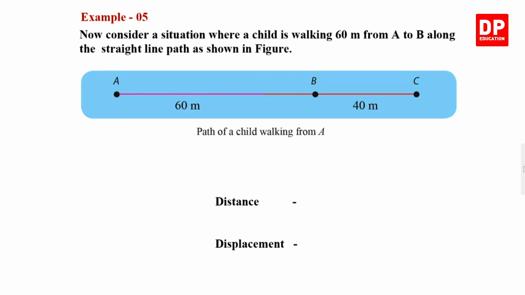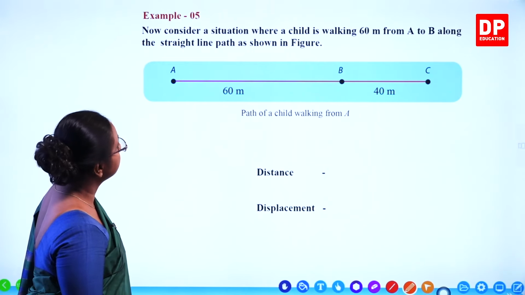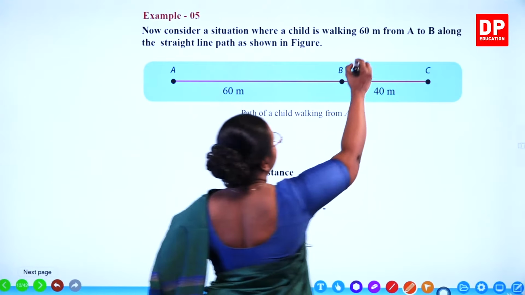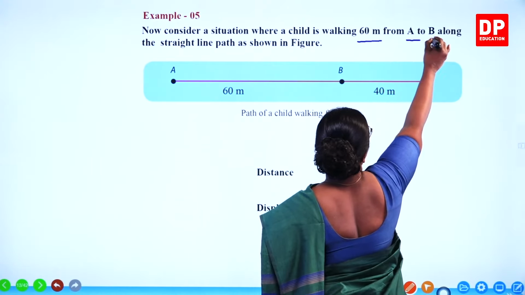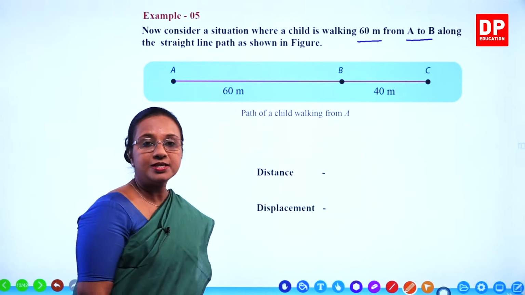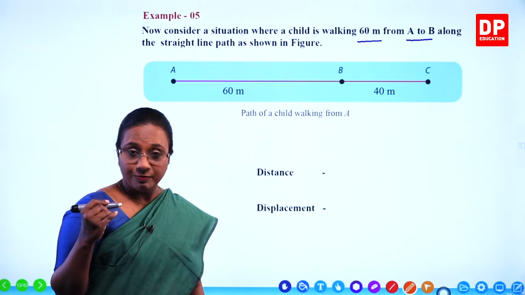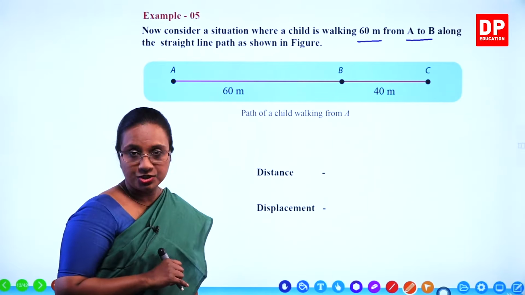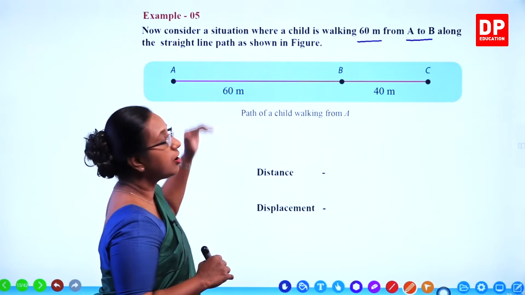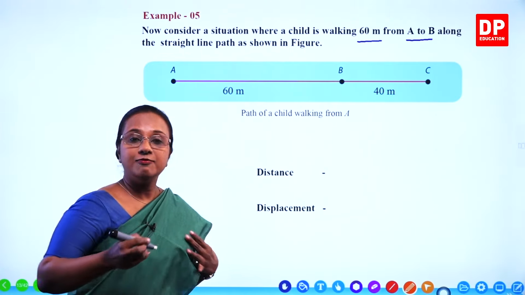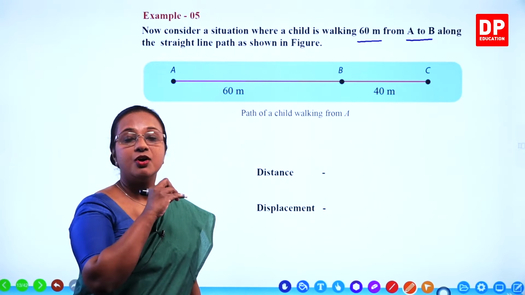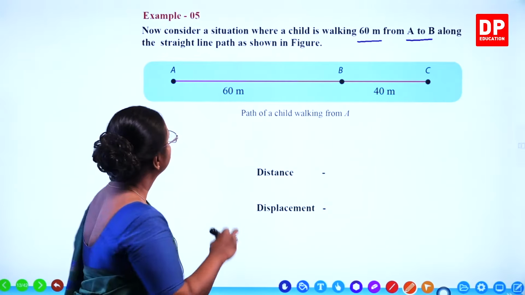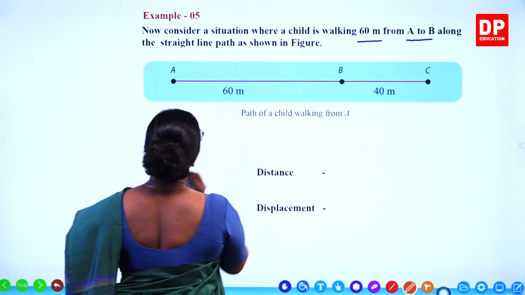Example 5. Now consider a situation where a child is walking 60 meters from A to B. Always when you read a question, it would be better if you can write down the data given to you. In case they do not give a diagram like this, it would be better if you practice writing down the data first before you do the calculation. So here everything is shown to you in this diagram.